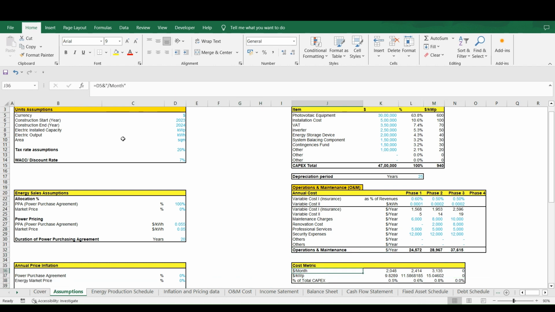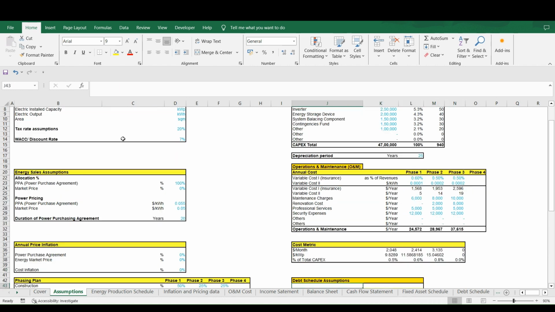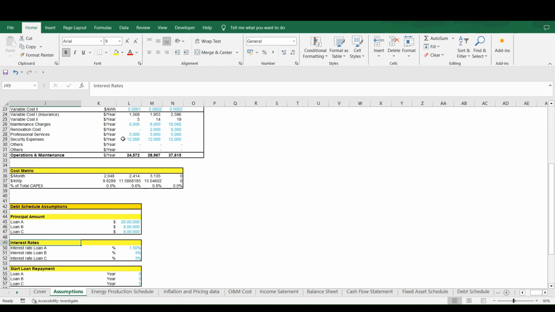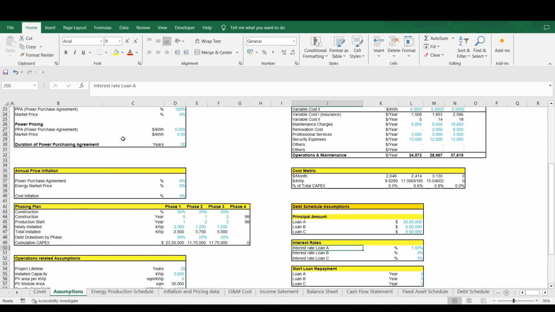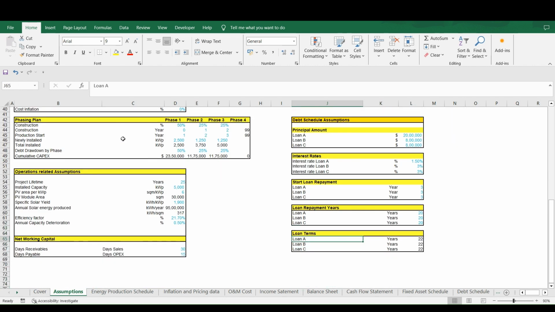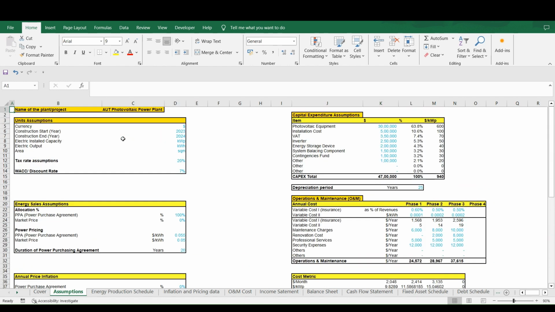We have cost matrix, so just the cost distributed per month, per kilowatt power, and the percentage of total capex. Then we have our debt schedule, so how much debt we are going to take. In this, we have assumed that there are going to be a total of 3 loans, and these are the amount of loans, these are the interest rates of the loan, like interest rate of loan A, B, and C. Then we have the loan repayment start year. So we are assuming that by the third year we'll start repaying these loans. Then we have loan terms, how long is the loan and how many years we are going to repay the loan, and all of that. So that was all for the assumption sheet.